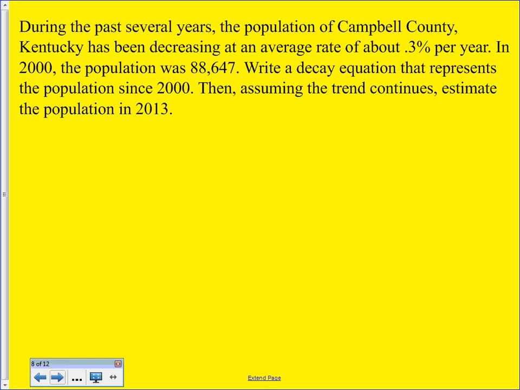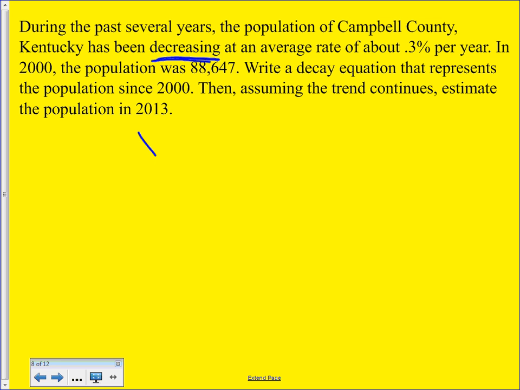During the past several years, the population of Campbell County, Kentucky has been decreasing. There's a very important word, at an average rate of about 0.3% per year. Okay, so then it gives us the starting population. So whenever it says the population was and it gives us a date, that's probably our starting point. So we want to write a decay equation that represents this scenario and then, assuming that the trend continues, we want to write the equation with a time so we can figure out what the population will be next year. So let's go ahead and do this.